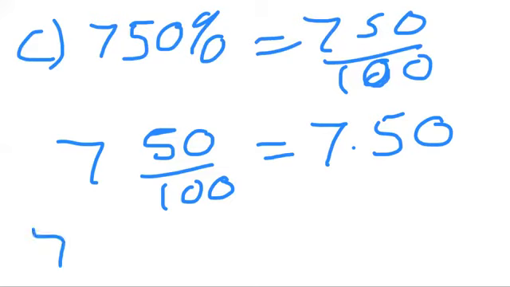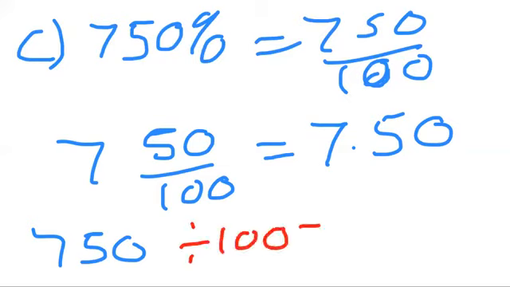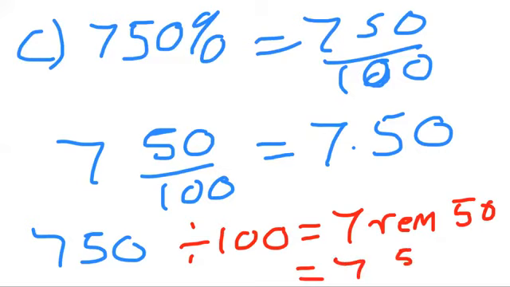Let me write it here. 750, I'll use another pen, divided by 100 is equal to 7 remainder 50. So this is written as 7 and 50 over 100. So this is the logic. And 50 over 100 is 0.5, which is 0.50. So this is the logic. You just need to know how to play around with the numbers. Okay, let's go to the next thing.